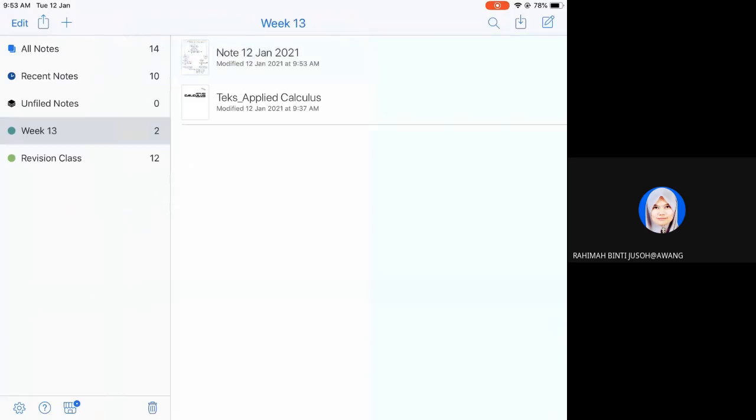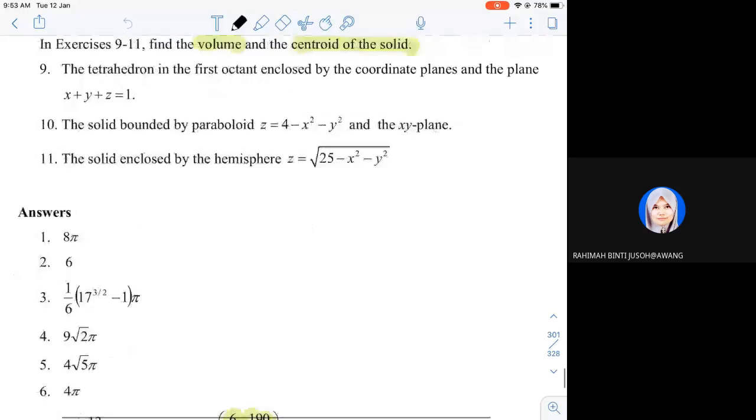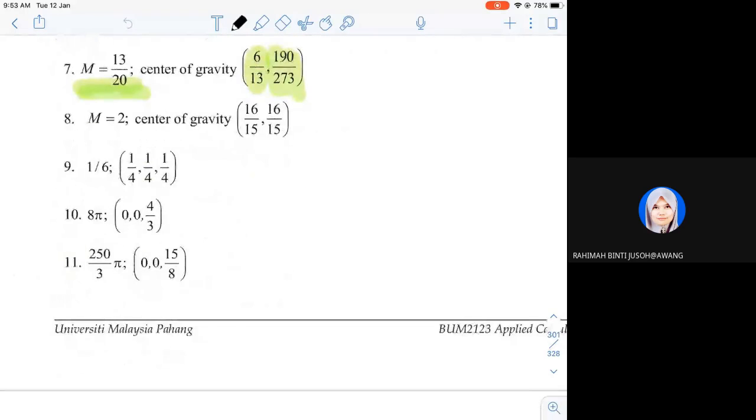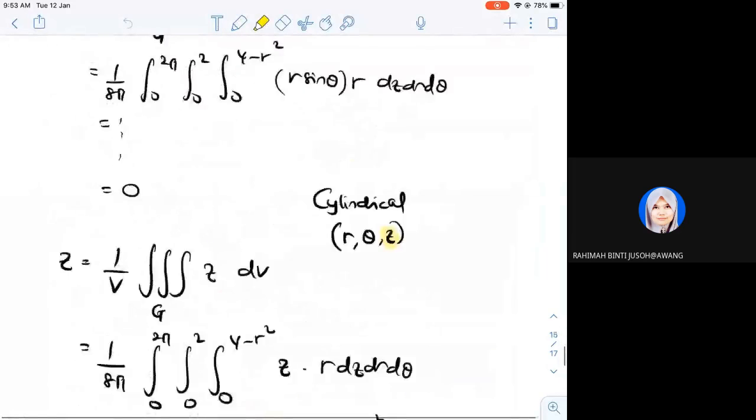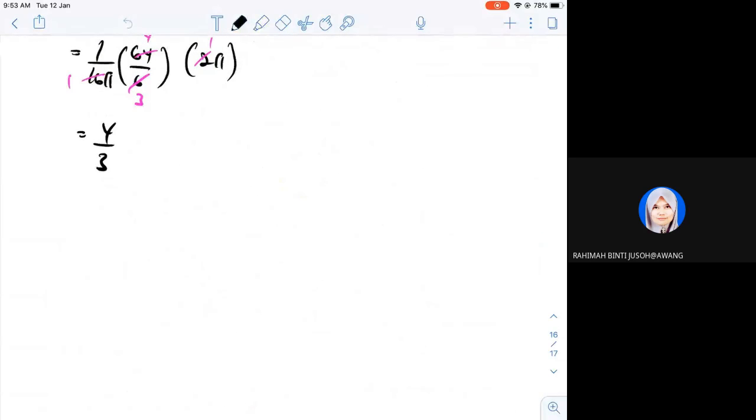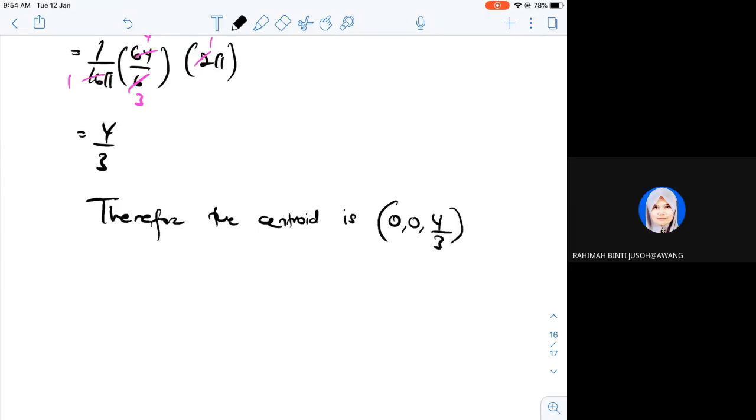Okay, jom kita tengok betul tak question number 10. Yes, 0, 0. See? X bar 0, y bar 0, z bar equals to 4 over 3. You try calculate, memang you akan dapat 0, x bar dengan y bar tu. Okay, so now the centroid. Therefore, the centroid is 0, 0, 4 over 3. Okay, so understand, guys? Do you understand?